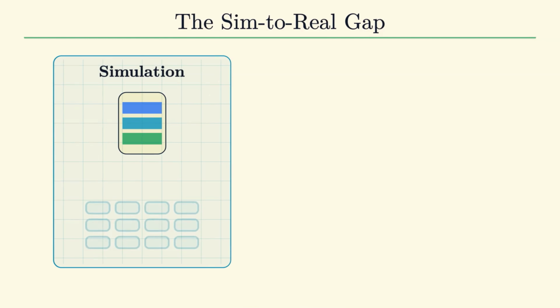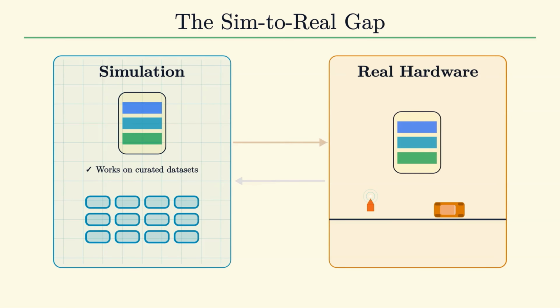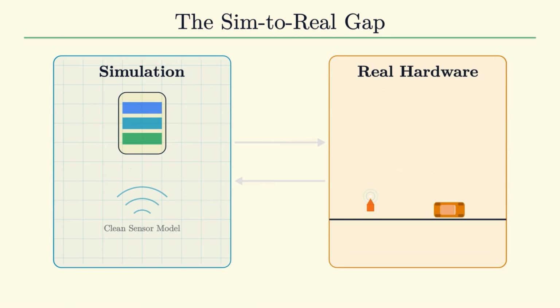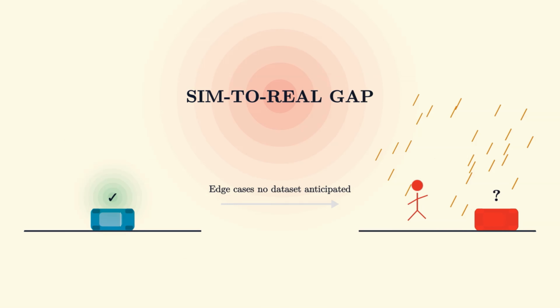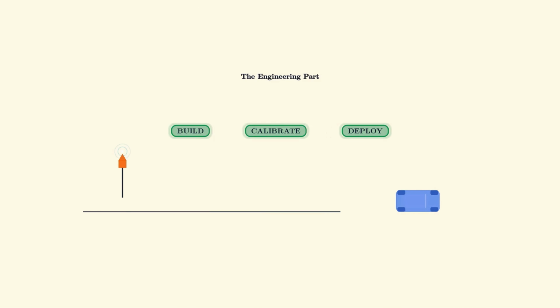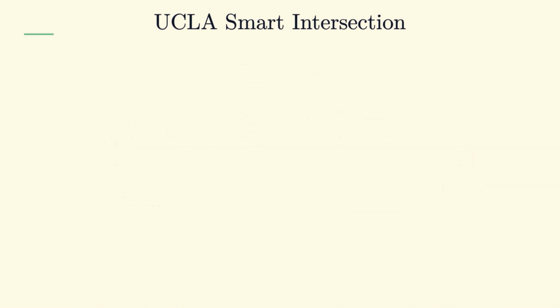Systems that work in simulation often fail when deployed on real hardware. The reasons are concrete. Sensors have noise characteristics that simulation doesn't perfectly model, and the physical world has edge cases that no dataset designer anticipated. This part covers how to build, calibrate, and deploy a real V2X system, from the hardware to the algorithms running real-time on a moving vehicle.